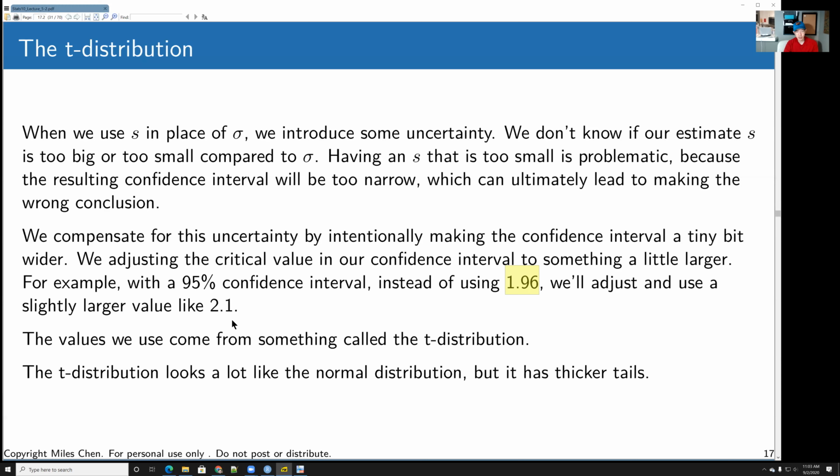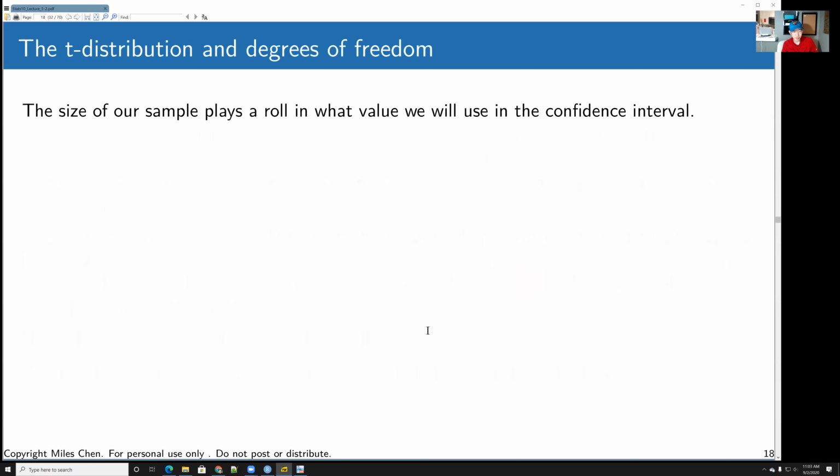That's going to be based on something called the t distribution. The t distribution looks a lot like the normal distribution, but it's intentionally stretched out a little bit, okay? We say it has thicker tails than the normal distribution, in that we've squashed it down and made the distribution a little bit wider.